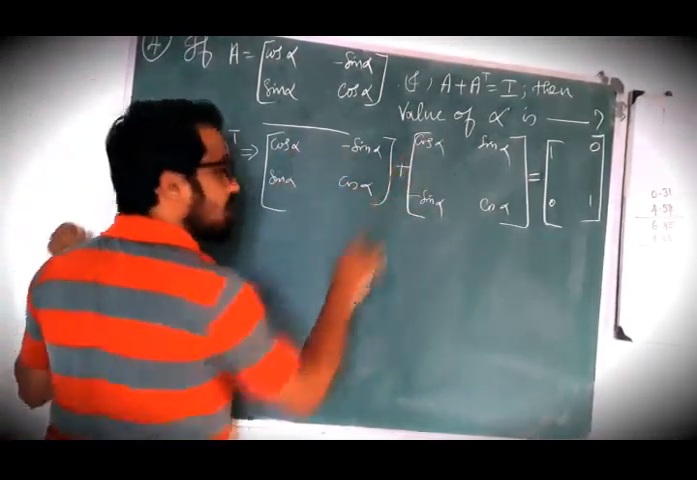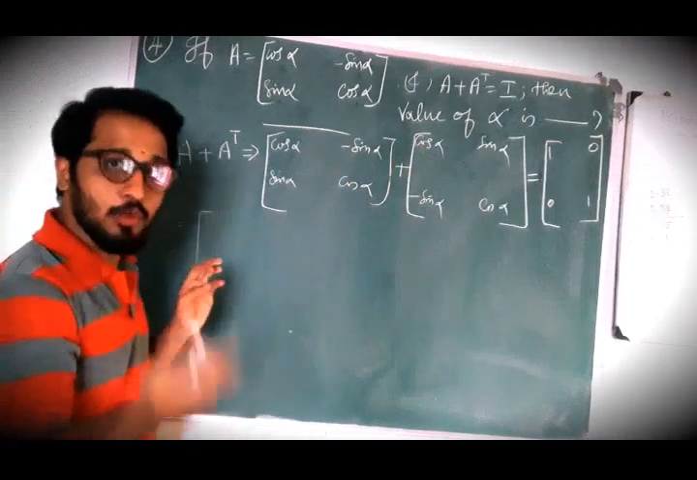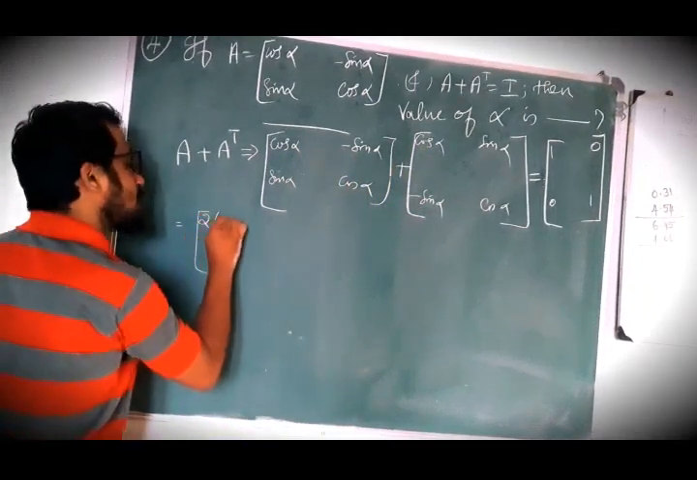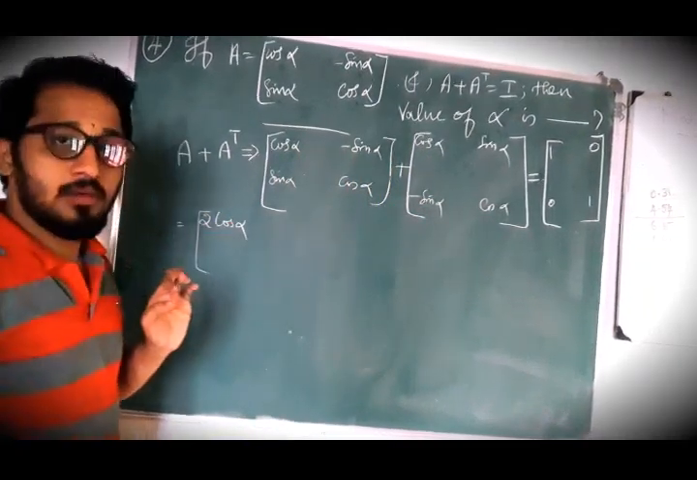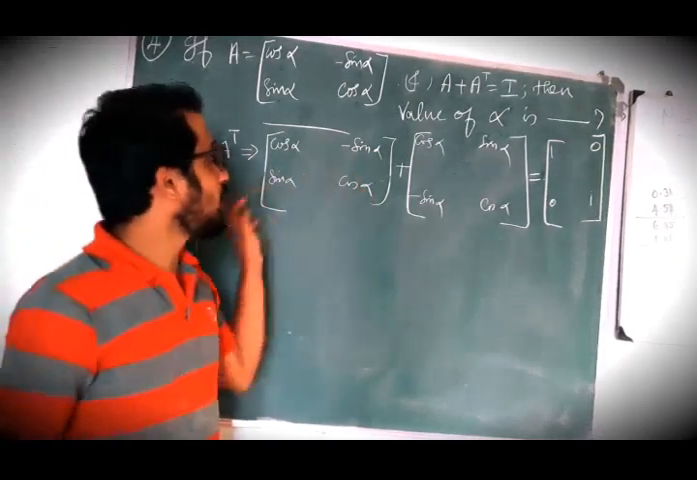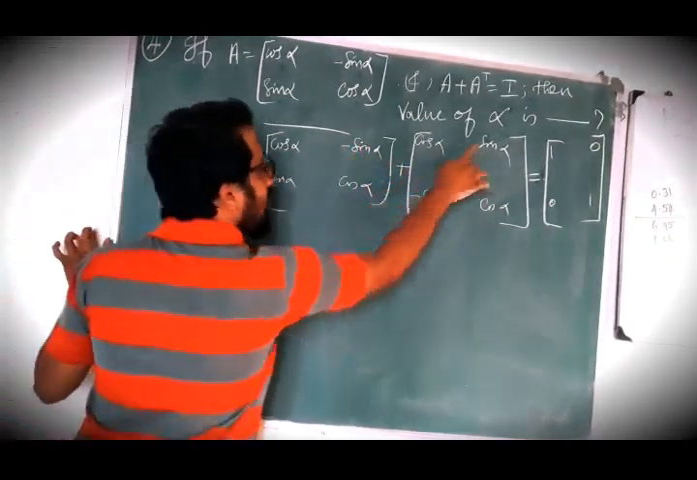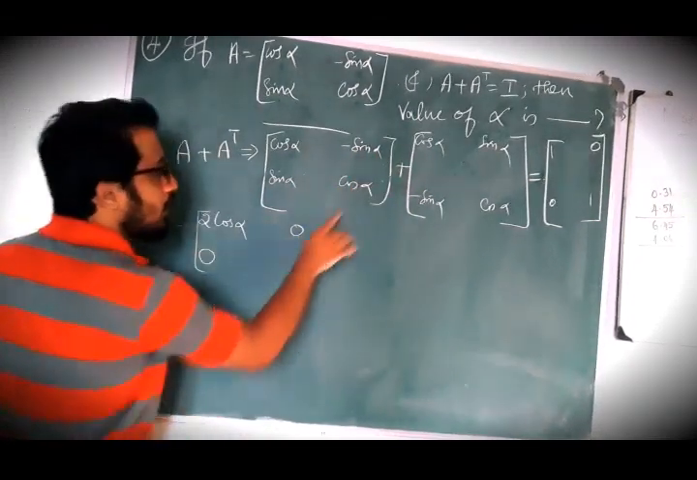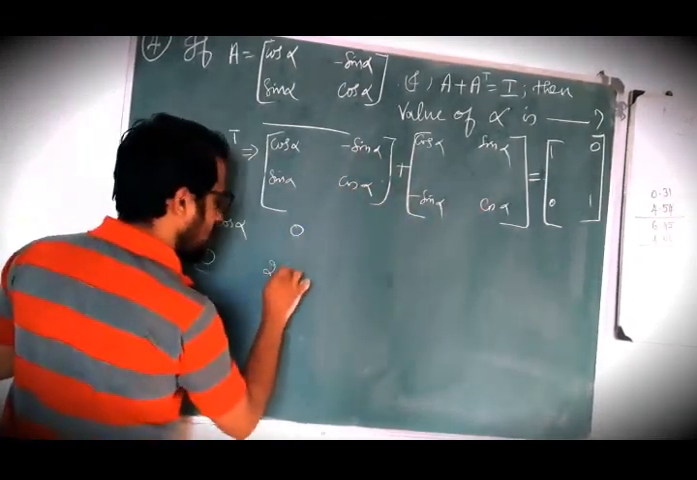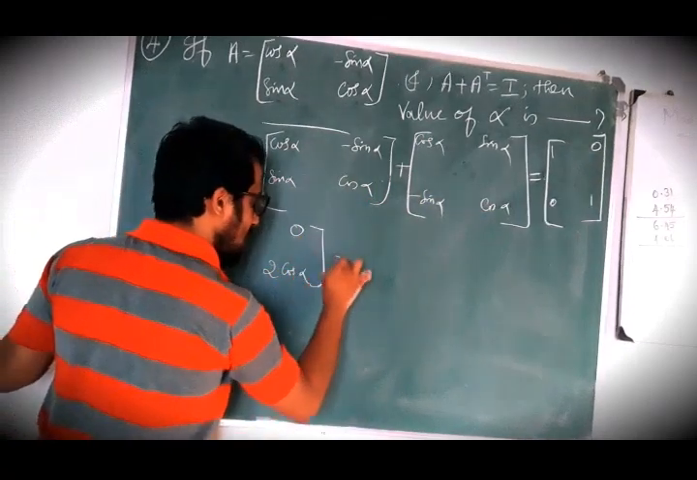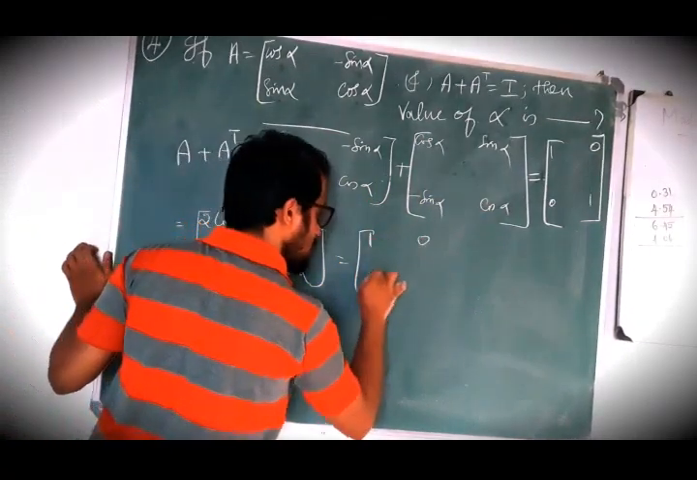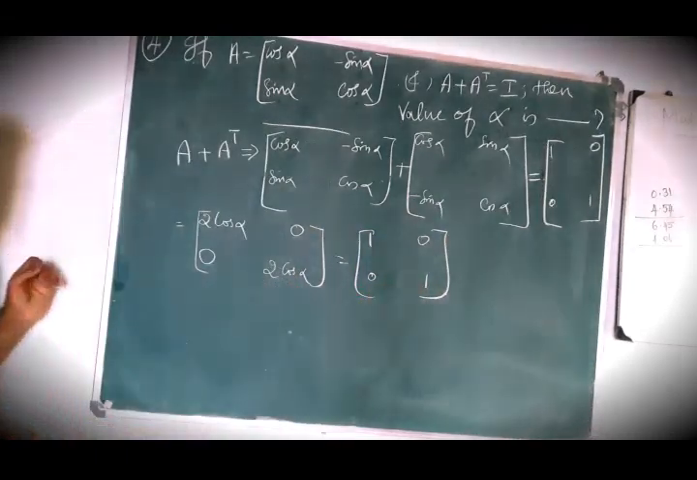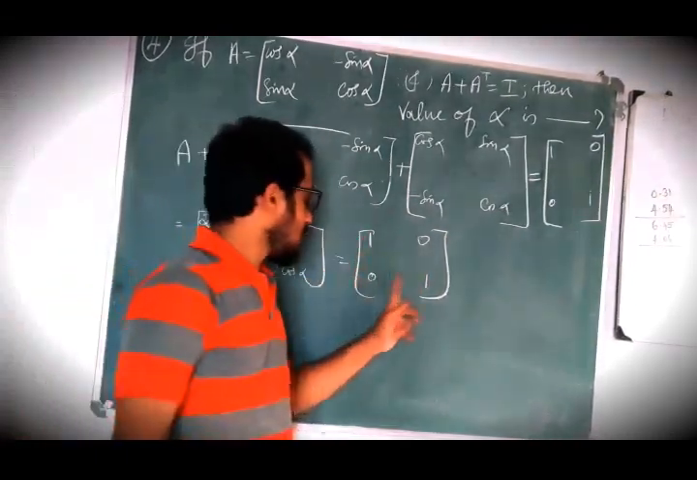Cos alpha plus cos alpha, A plus A, 2A, that means 2 cos alpha. Minus sin alpha plus sin alpha, that is 0. Sin alpha minus sin alpha, again 0. Cos alpha plus cos alpha, again 2 cos alpha, is equal to 1 0 0 1. Is it clear?